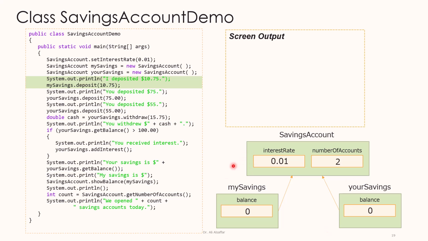This is the situation we now have. My savings has balance 0 and your savings has balance 0 as well. Now when we execute this statement, a message will be displayed on the screen.